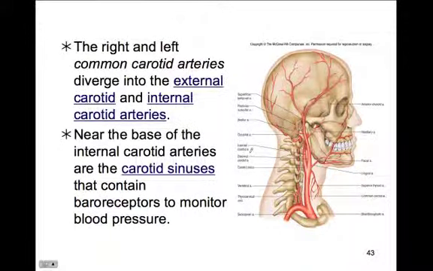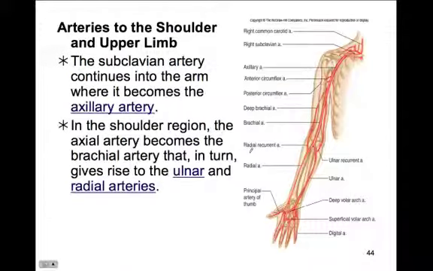Again, go to Anatomy and Physiology Revealed and find these various arteries. Get familiar with them before you move on to the next section. Here we go. Arteries of the shoulder and upper limb. We see the subclavian artery.